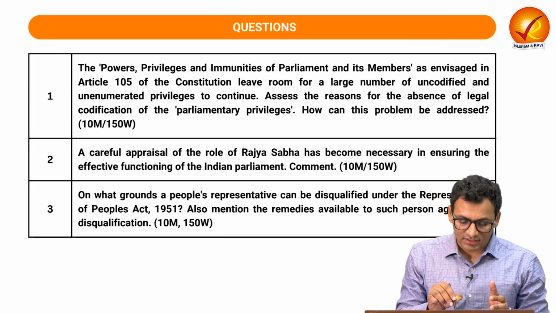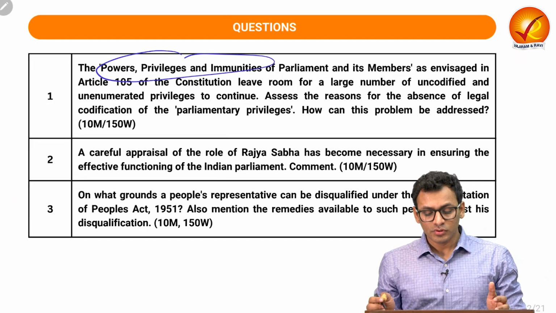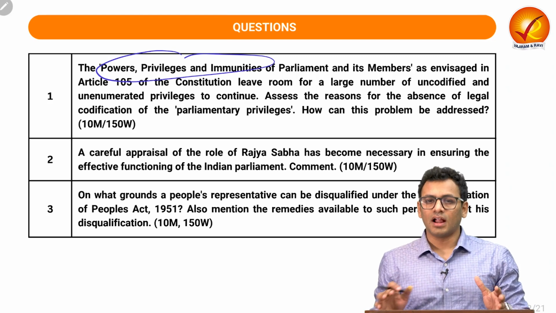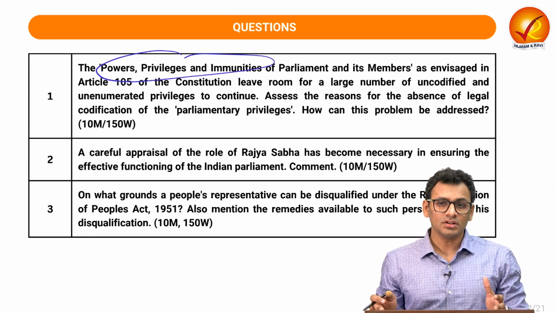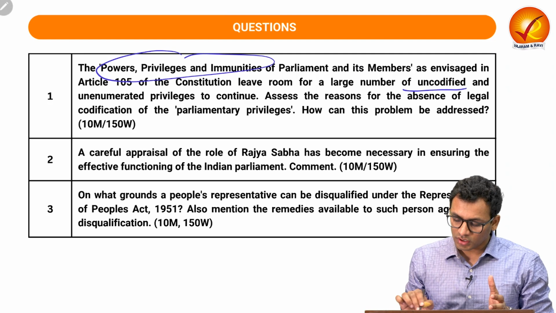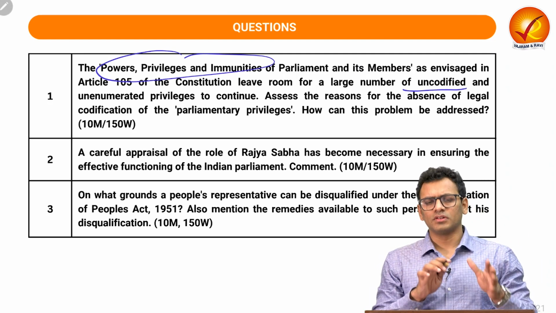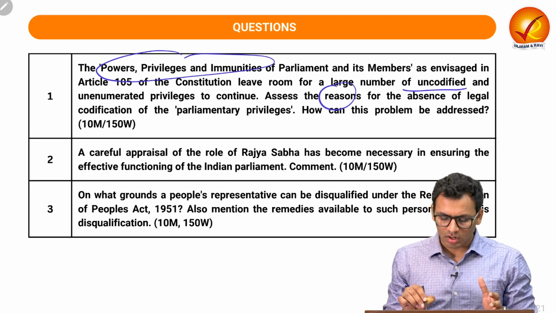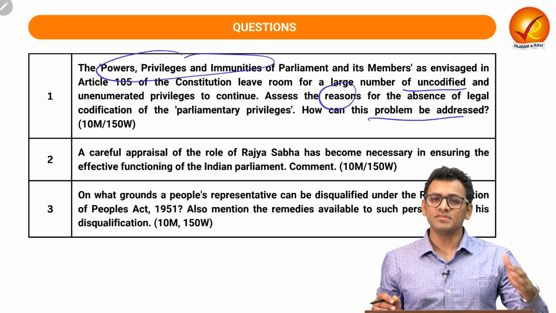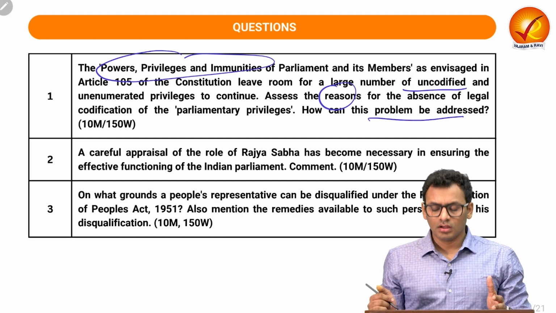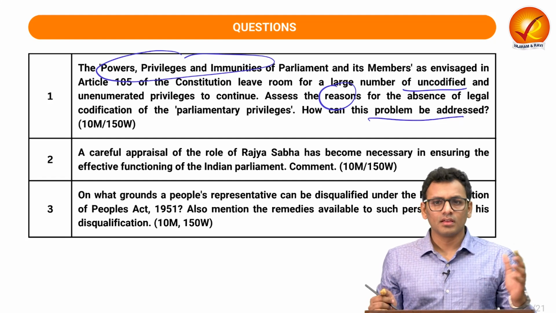The very first question is with respect to power, privileges and immunities, which is based on Article 105 for the legislature. Over here, we have seen that they are not codified, and for the same, there are certain kind of reasons. So we will talk about those reasons, and we will also talk about how we can address the problems because of the non-codification of those privileges.